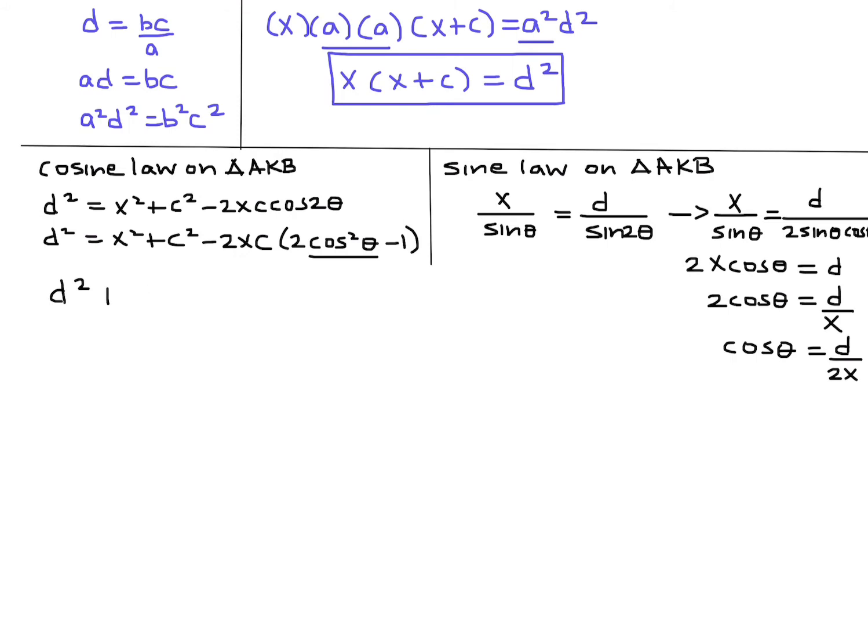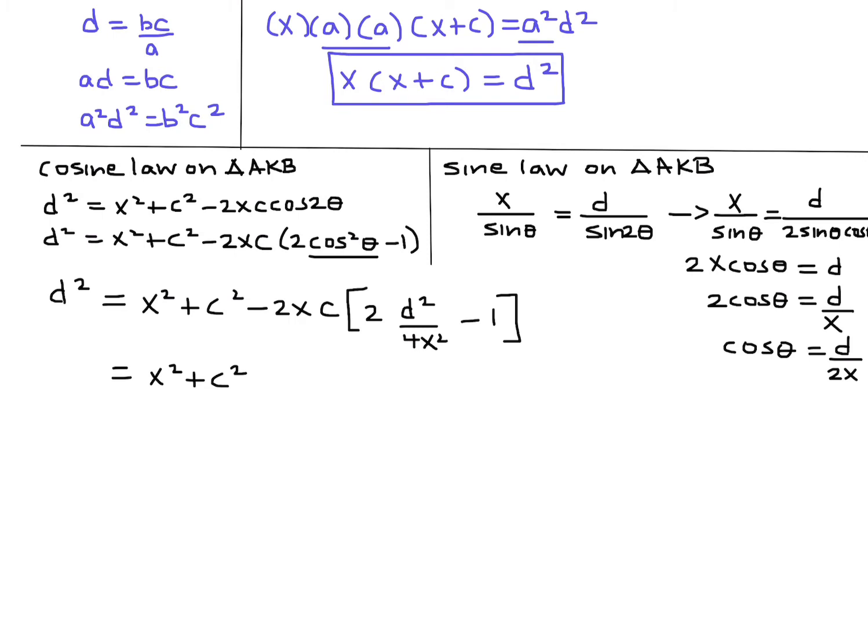So I've got d squared equals x squared plus c squared minus 2xc. And then I've got 2 times cos theta squared. Well, cos theta is d over 2x, so that's going to become d squared over 4x squared minus 1, like that. Now let's keep going here. This is x squared plus c squared. That doesn't change, but when I multiply this out, I'm going to have minus 4 d squared c over 4x. And you're going to have a plus 2xc, like that. And this is, of course, d squared.